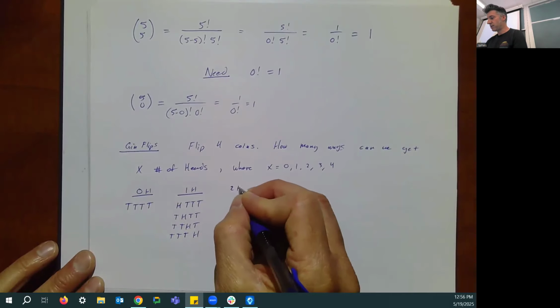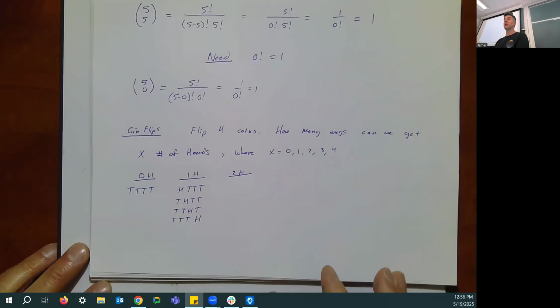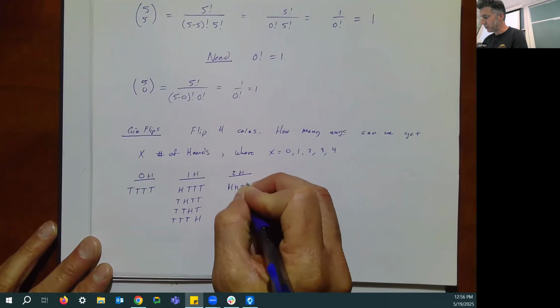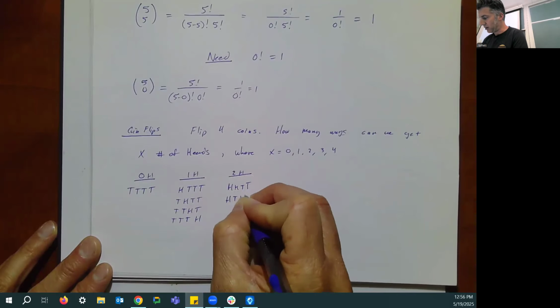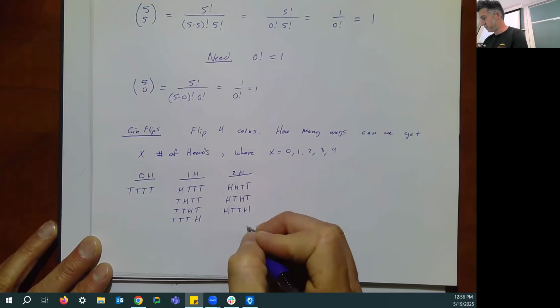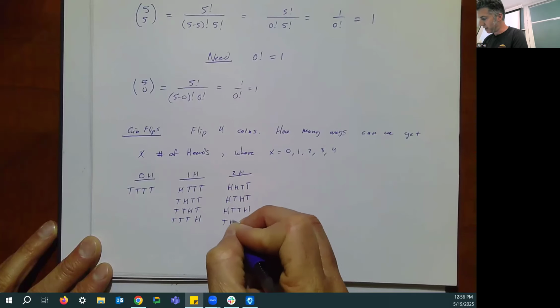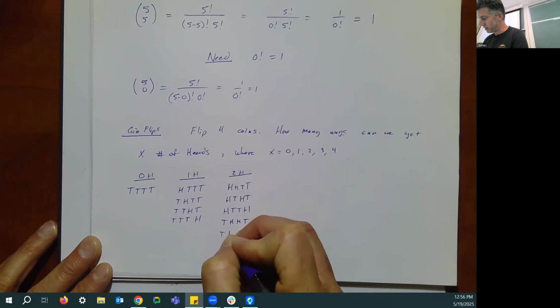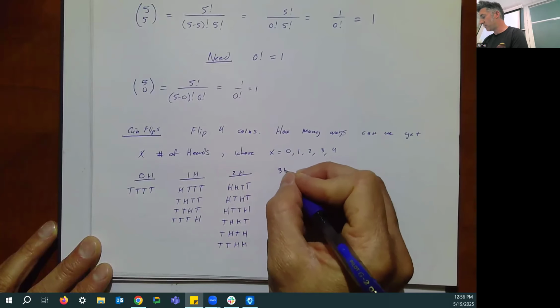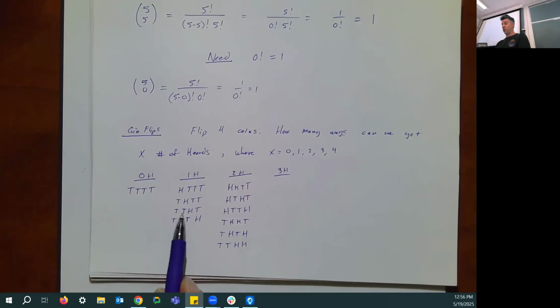For 2 heads, there's going to be 6 ways of doing this. We're going to have heads heads tails tails, heads tails heads tails, heads tails tails heads. Tails heads heads tails, tails heads tails heads, and tails tails heads heads. And then for the other 2, it's actually going to be very much the same as the first 2. 3 heads is like having 3 tails. We're just going to interchange the heads and the tails.